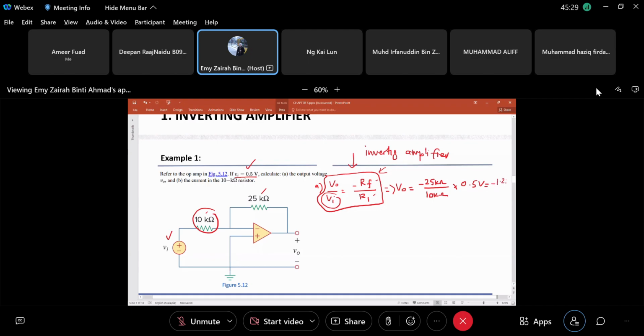Okay, so here I got negative 1.25 volt. That is the answer for V output for A. And how about B? The current through the 10 kilo ohm resistor.